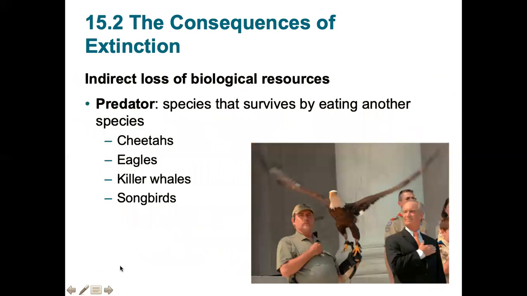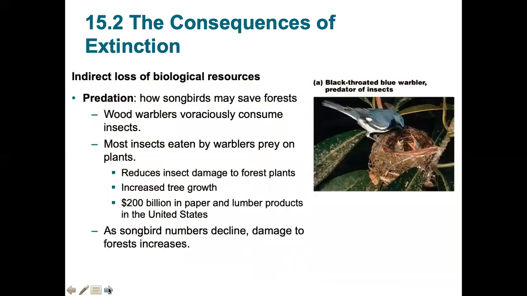Predators eat other things. We think of cheetahs and eagles and killer whales, but you might even think of songbirds. Songbirds are predators if they eat insects.